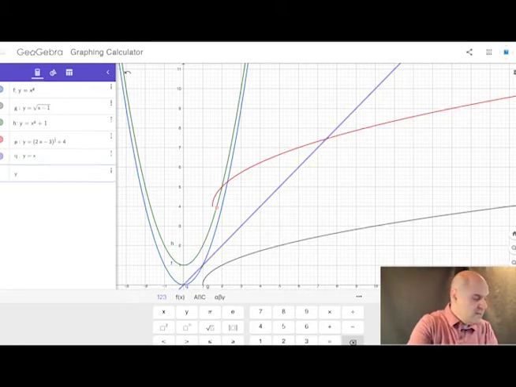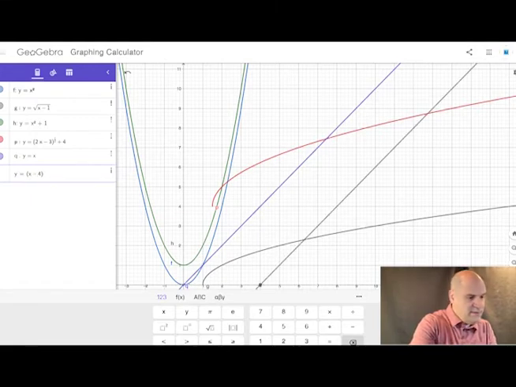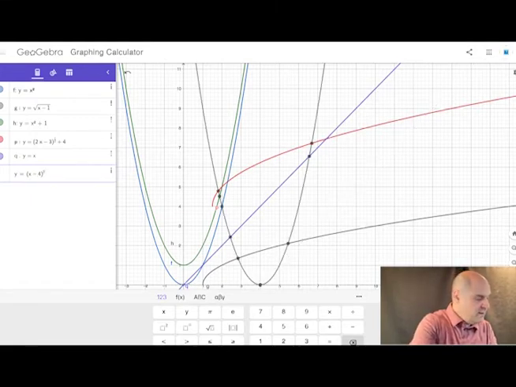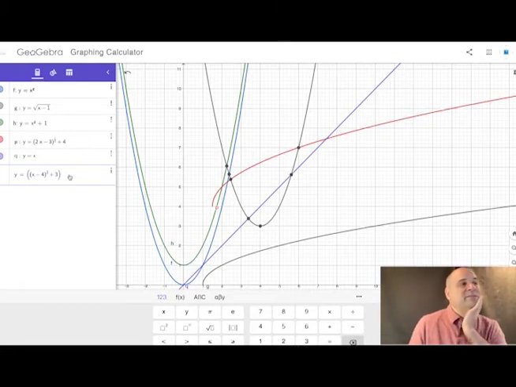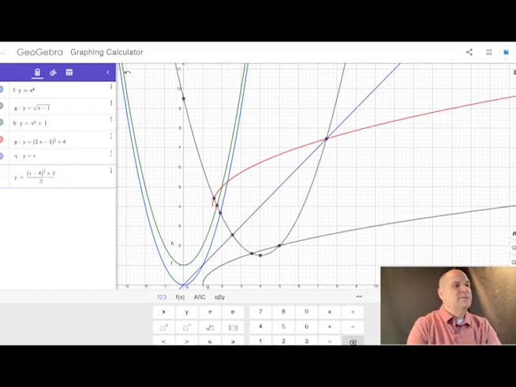Y equals (x minus 4) squared plus 3. I should have had another parenthesis. So I'm going to come back here, put another parenthesis, because if you say divided by 2 after that 3, it's just going to divide that 3 by 2. So divided by 2.